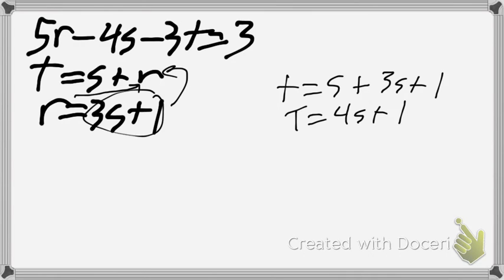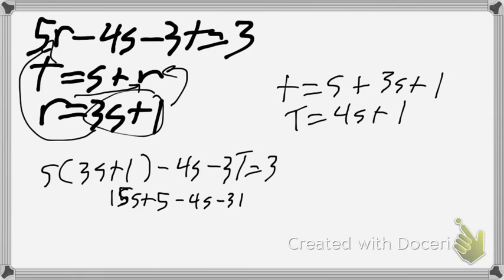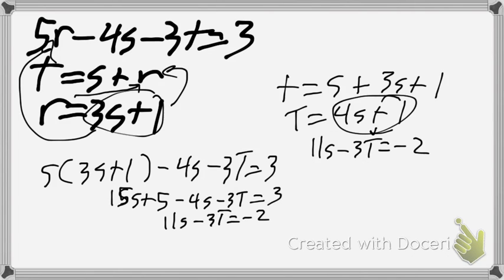Okay, I'm then going to take the R and plug it into the first equation. 5 times 3S plus 1 minus 4S minus 3T equals 3. 15S plus 5 minus 4S minus 3T equals 3. And that's going to give me 11S minus 3T. Then I'm going to subtract 3 from both sides, so I get negative 2. So those are my two equations. Now I'm going to take that 4S plus 1 and plug it back into the equation we just got.